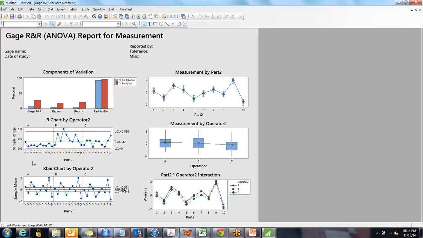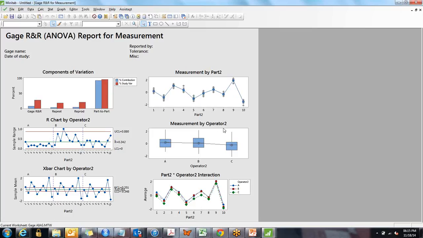Alright, let us look at the third chart, which is X bar chart by operator. Should the values be outside the limits or within the limits? Outside. See, most of the values are outside: 1, 2, 3, 4, 5, 6, 7. And that is a good indication actually. Here in measurement by part, these values should not be in a straight line. If it is in a straight line, then it's not a good indication. Since values are not in a straight line, it is a good indication here.